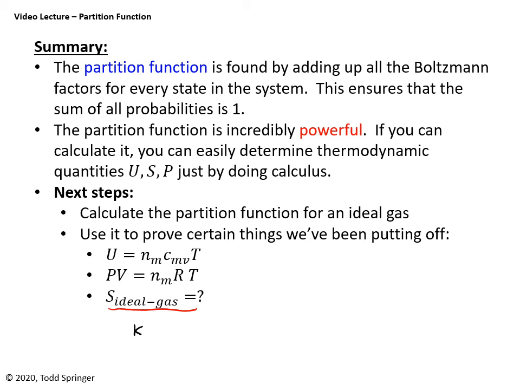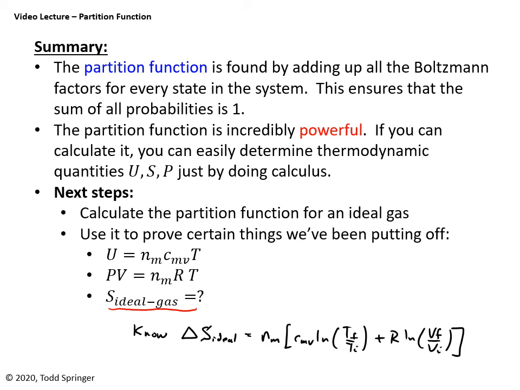We know from before that the change in entropy of an ideal gas, we had a formula for that, was n_m times C_mV natural log T_f over T_i plus R natural log of V_f over V_i. So I can calculate the changes in the entropy from what we've done in thermodynamics, but if I want to know what the actual entropy is, not the change, that's something that we haven't been able to access using thermodynamics. You need statistical mechanics to do that. And that's something you could get from the partition function of the ideal gas.